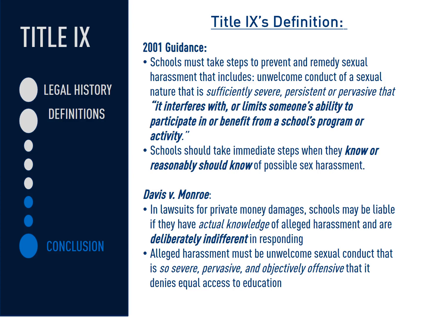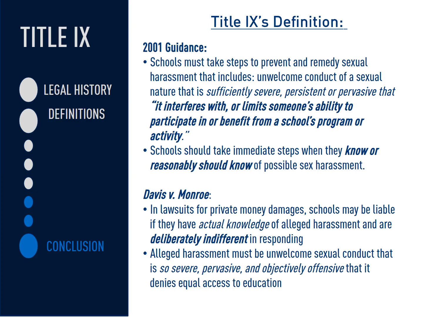In these, OCR tells us that for the purposes of Title IX, schools must take steps to prevent and remedy sexual harassment that includes unwelcome conduct of a sexual nature that is sufficiently severe, persistent, or pervasive that it interferes with or limits someone's ability to participate in or benefit from a school's program or activity. According to that guidance, when a school knows or should have known of possible sex-based harassment, it was required to take immediate and appropriate steps to investigate or otherwise determine what occurred.